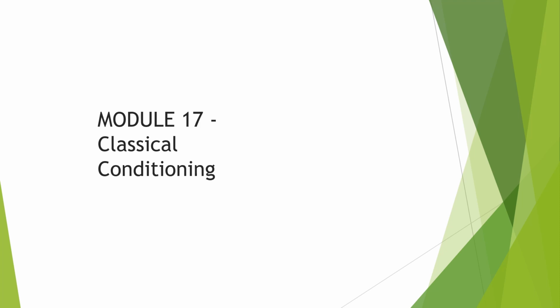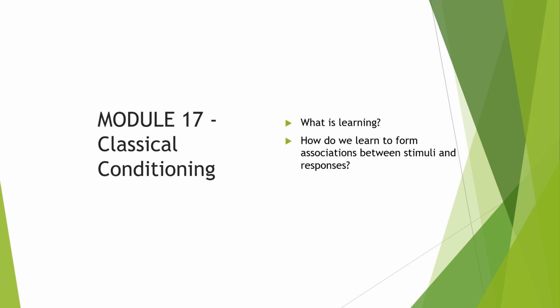There are 2 questions we are going to answer in this chapter. The first question is, of course, what is learning? If I were to ask you, what is learning, it may be a little bit difficult to define learning. I think we all know what learning is, but to actually define it is a little bit difficult. The second question we have is, how do we learn to form associations between stimuli and those responses? And that is exactly what classical conditioning is. There is some sort of stimulus and then a response that comes from that stimulus. So those are the 2 questions that we're going to answer in this module.